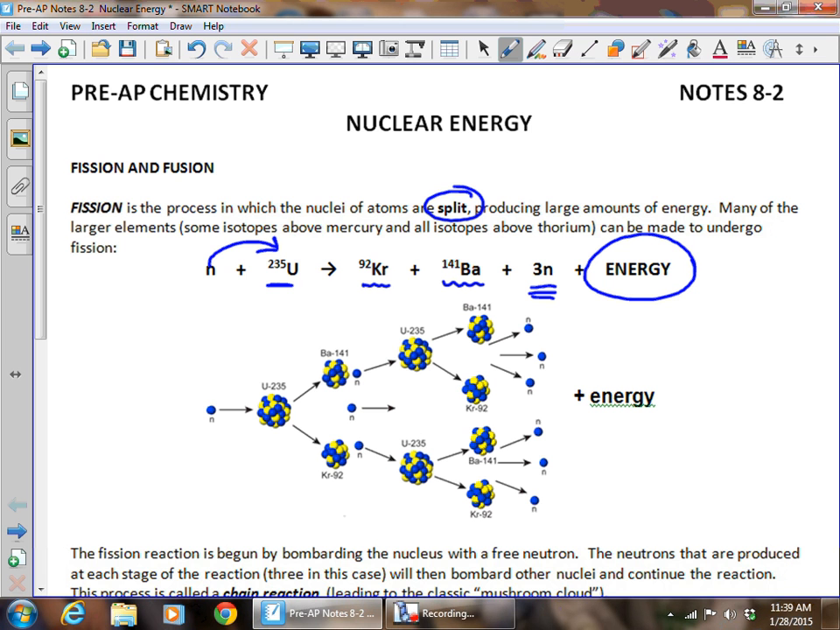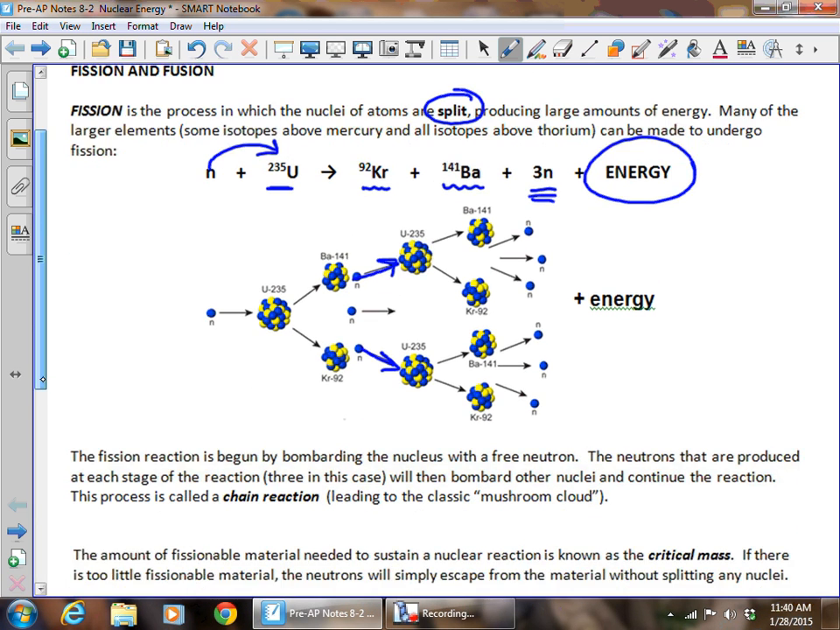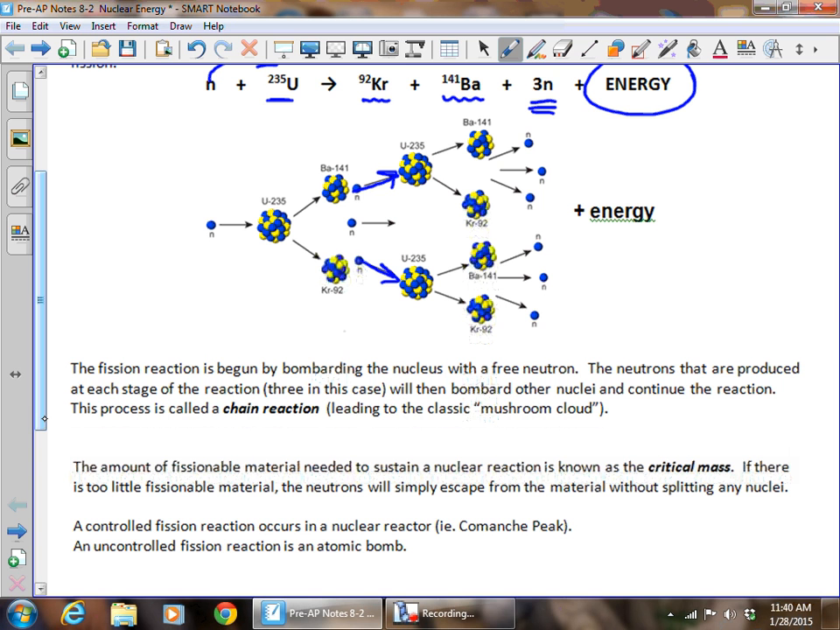Those neutrons, as they are produced, can in turn strike other nuclei, which will produce three more neutrons, which can strike even more nuclei. So you get this chain reaction, and that chain reaction can result in an explosion. If it does explode, you see that classic mushroom cloud that we see on TV when they show a nuclear explosion. Now, the amount of material you need to keep a nuclear reaction going is called the critical mass.